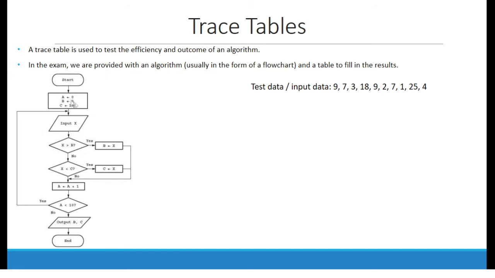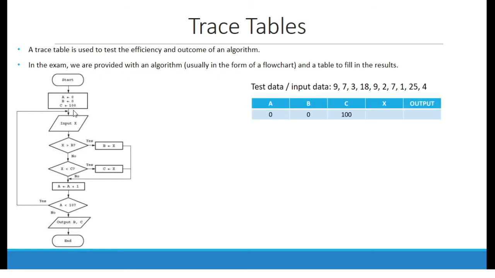Before we are asked to input x, we are provided with three variables which are a, b, and c. So we start the first row by writing down or declaring the first three variables, which we get as 0, 0, and 100. Whenever we see an input box, we must input the values using the test data given. Our input value is 9. Moving on, is x greater than b? Yes, since b is 0 and x is 9.